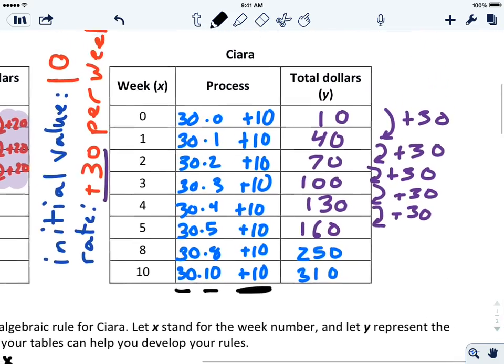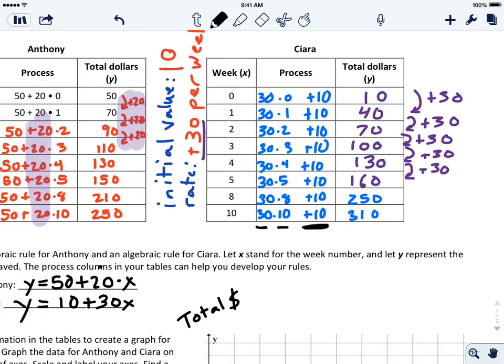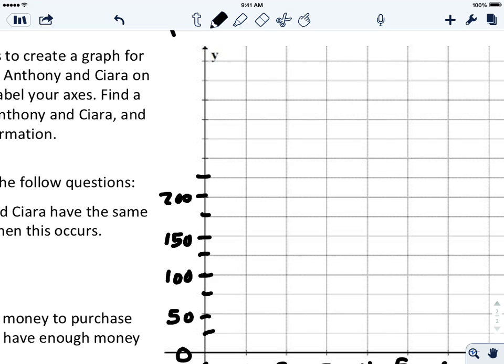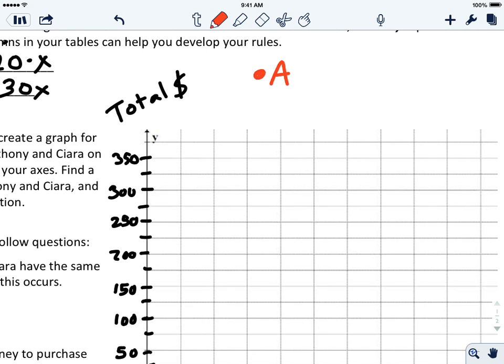Now I need to figure out what's my lowest and highest for both. Looks like I need to be able to get down to 10 in the y's, and then the highest y value is 310. So I'm just going to try counting by like 25s and marking off every second one as 50, 75, 100, 125, 150, 175, 200. I'm not sure if this is going to work, but if it doesn't, we'll just go back. 225 and then 250. It's looking good. 275 and then 300, and then 325 and 350. Looks like everything fit. So I'm going to do Anthony's in red.